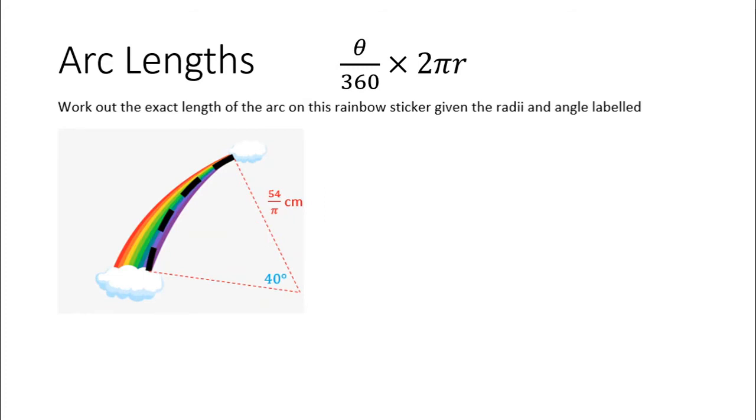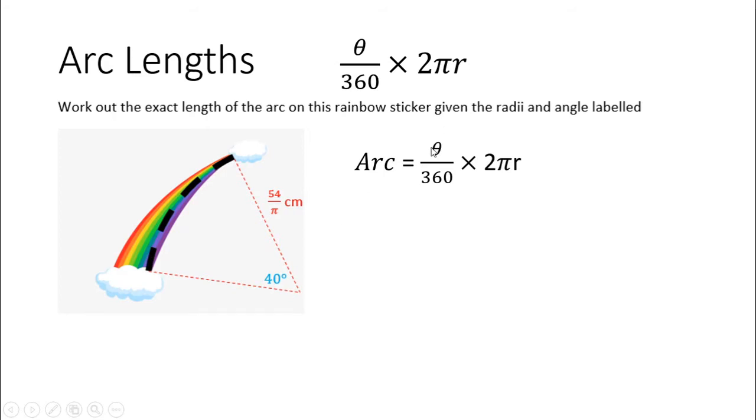Next, we're looking at arc lengths. Now, if you haven't been through this, have a look at the links down below. But arc lengths are a fraction of the circle. Arc length is equal to some fraction of the circumference of a circle, using the circumference formula with the radius in it, because that's what we're given. We're given the radius. And the angle we're given is 40 degrees.